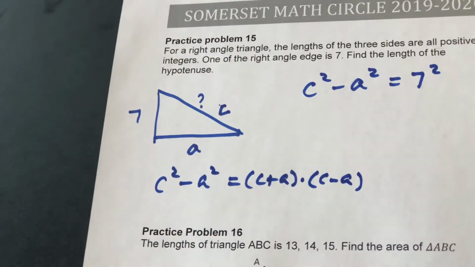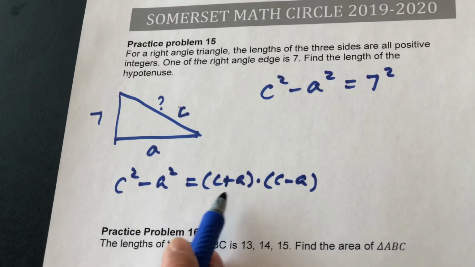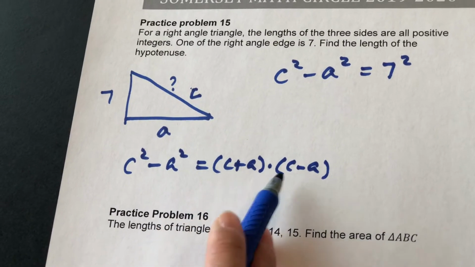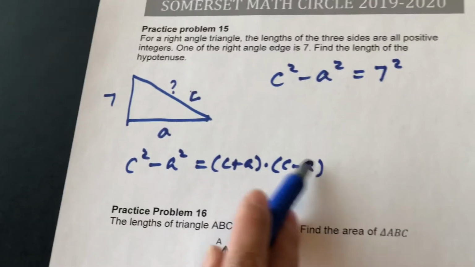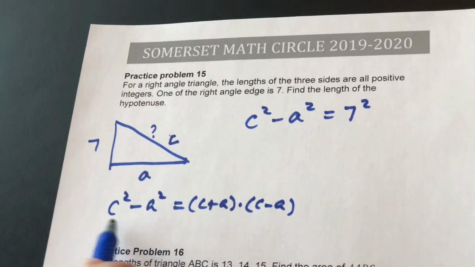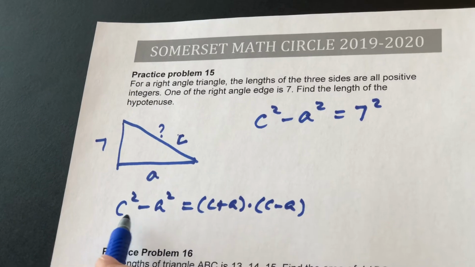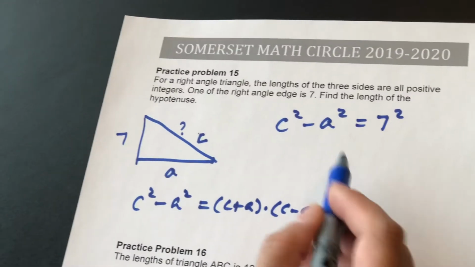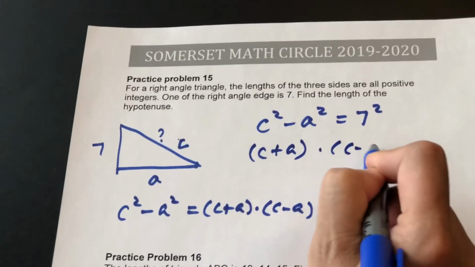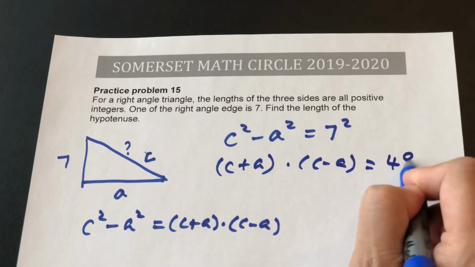If students remember this, we hope all students can carry this out using the distributive property. C multiplies the second bracket, A multiplies the second bracket, then break up the brackets again, doing it twice. To get to the final answer, you will see this equals C squared minus A squared. Okay, if we take this, C plus A multiplied by C minus A equals 49.